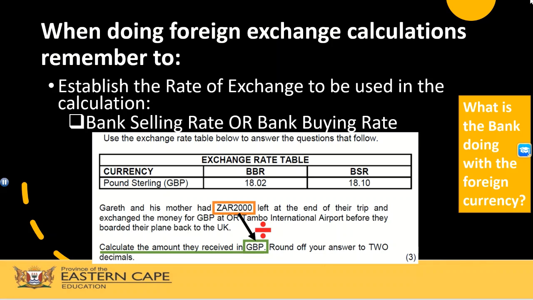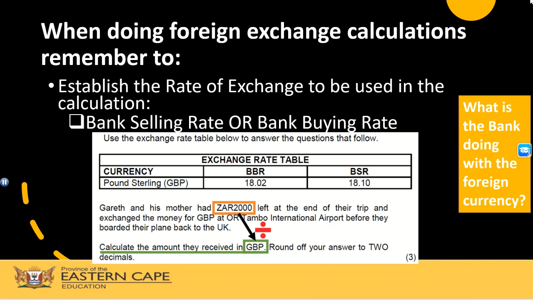So Gareth and his mother have 2,000 rand. They go to the exchange bureau at the airport before they depart, and they want to exchange that amount of 2,000 South African rand for Great British pound.